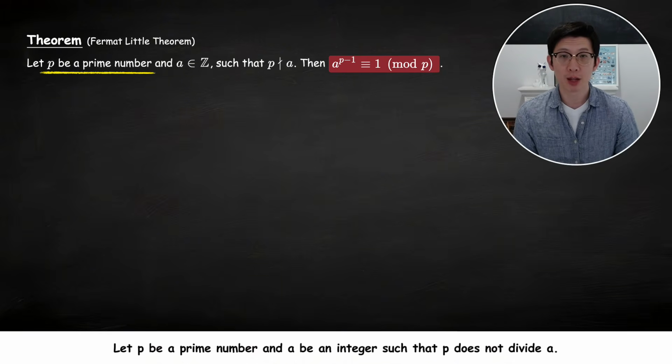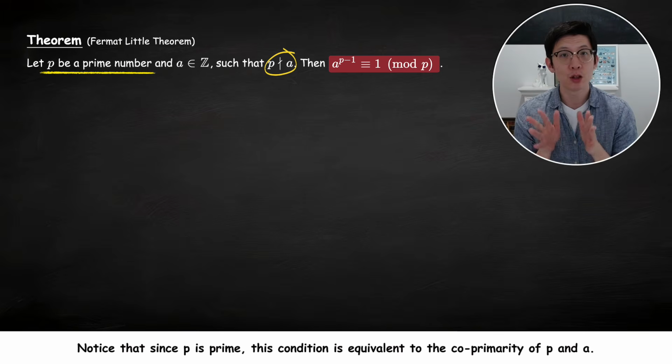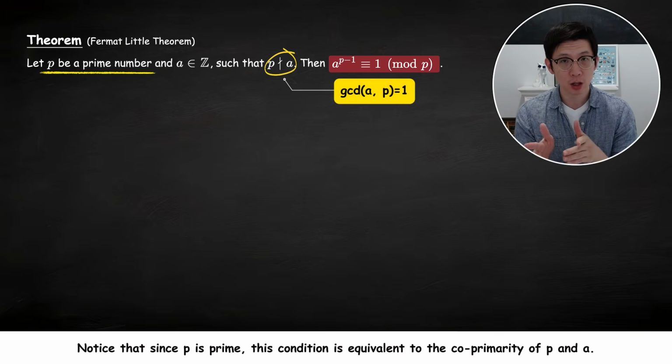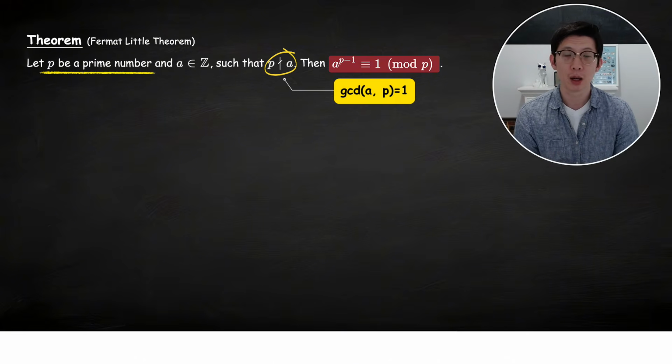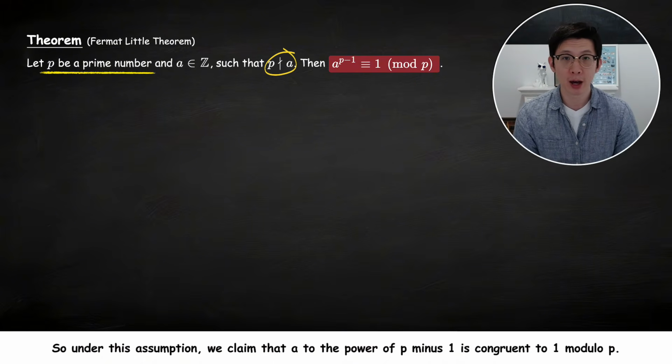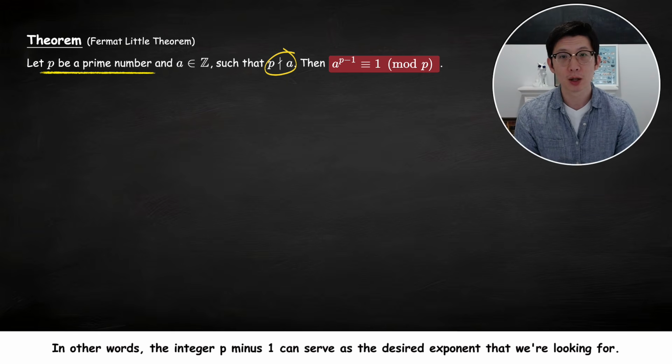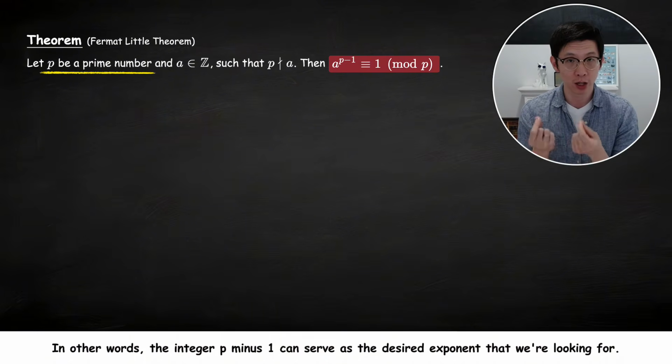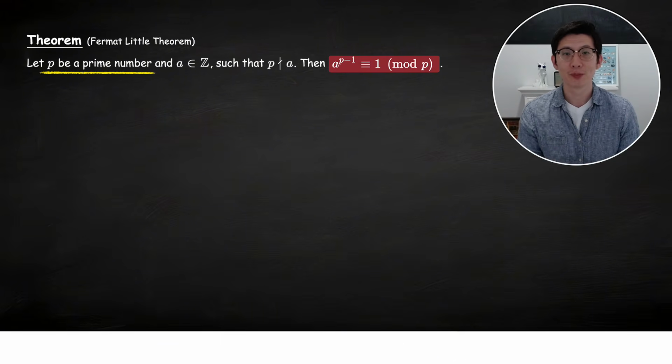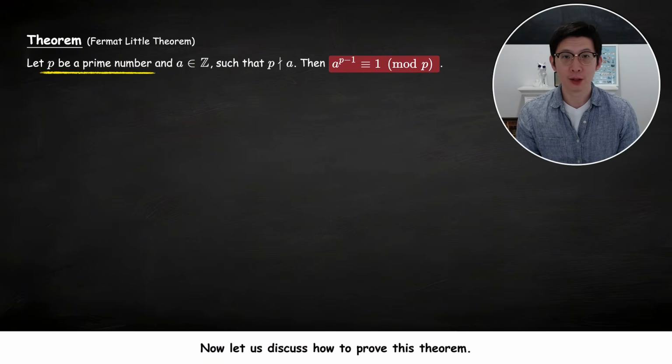Let p be a prime number and a be an integer such that p does not divide a. Notice that since p is prime, this condition is equivalent to the coprimality of p and a. So under this assumption, we claim that a to the power of p minus 1 is congruent to 1 modulo p. In other words, the integer p minus 1 can serve as the desired exponent that we're looking for. Now let us discuss how to prove this theorem.